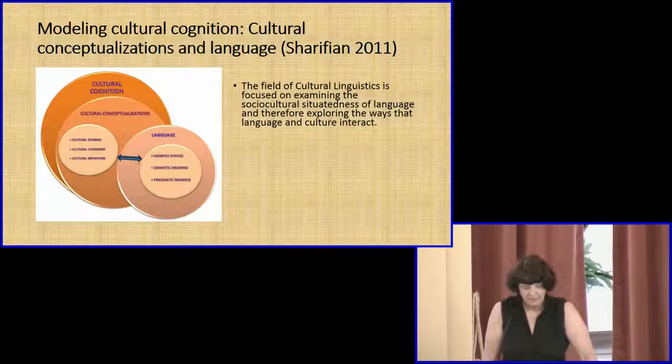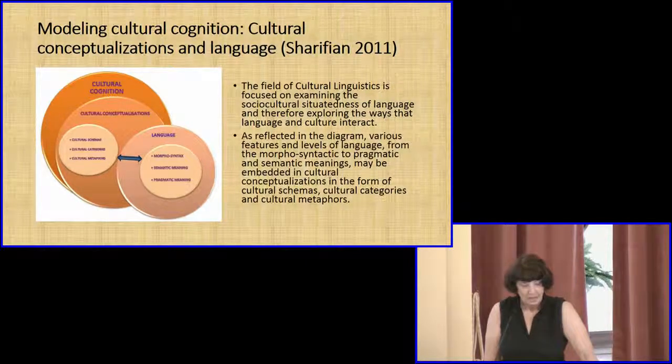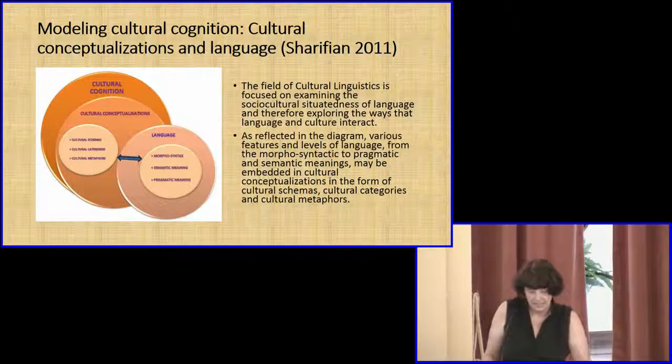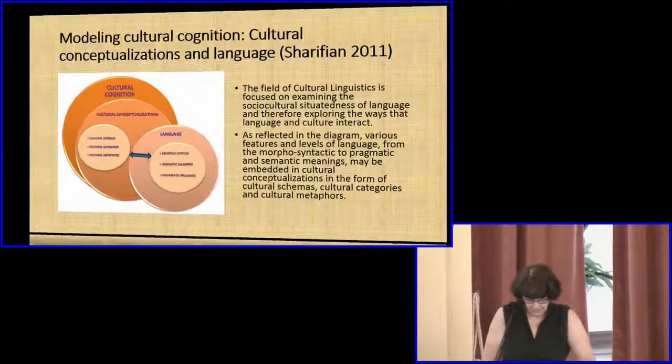The diagram that you see to the left is one that you're all familiar with. It talks about the relationship, or the various ways that you can look at cultural linguistics. As reflected in the diagram, various features and levels of language, from the morphosyntactic to pragmatic and semantic meanings, may be embedded in cultural conceptualizations in the form of cultural schemas, cultural categories, and cultural metaphors.